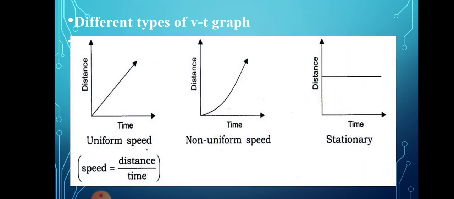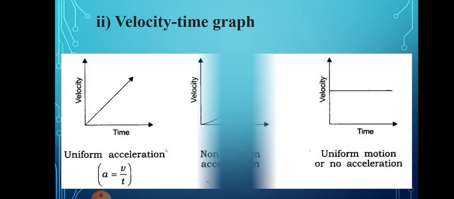So here different types of VT graphs are there. A VT graph is nothing but the velocity time graph, which shows how much velocity the object has in a particular time. If the speed is uniform, the object moves in a straight line; if non-uniform, then a curve; and stationary means a line parallel to the time axis. So dear students, these are the different types of velocity time graph.